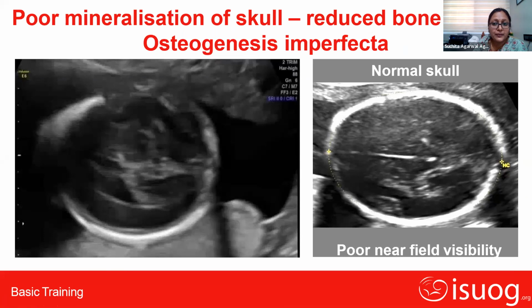Then, as I've already explained, if there is poor mineralization, you see here we can see this near field is visualized, which is not good. This means that there is a defect in the mineralization of the bone. Here we can't see the near field. That means there's good mineralization, which is a good sign. So we are not supposed to see this near field. If we are able to see this near field nicely, that means we are dealing with some mineralization disorder. It may be osteogenesis imperfecta.